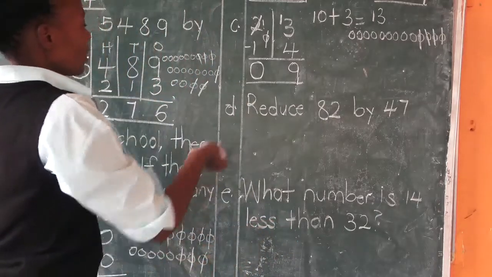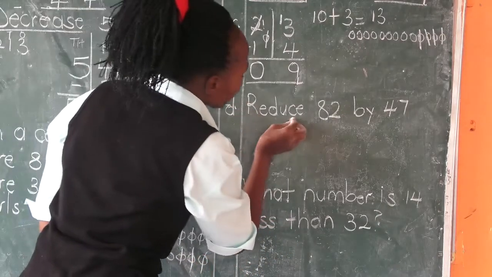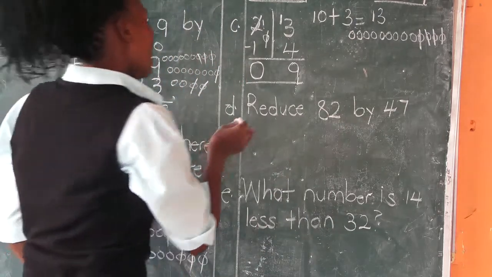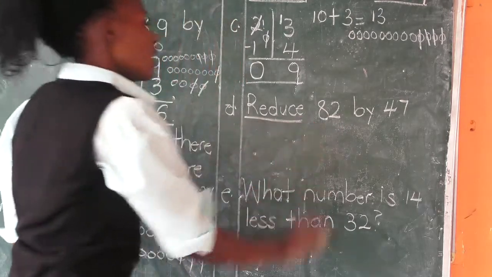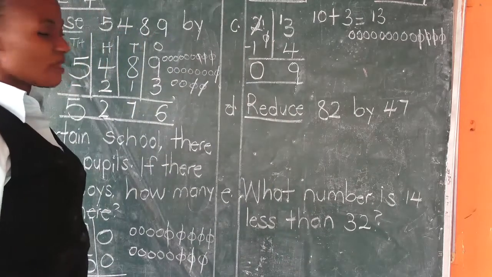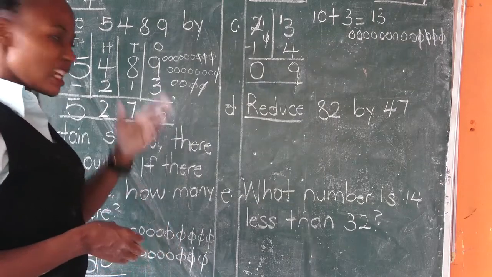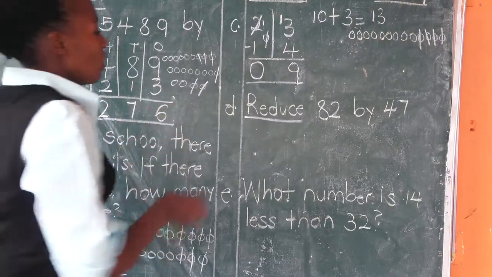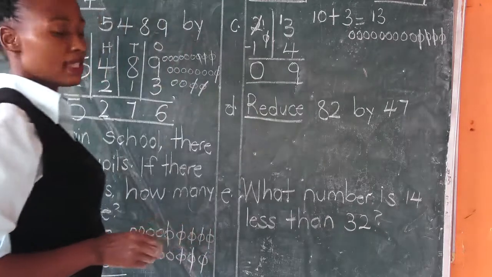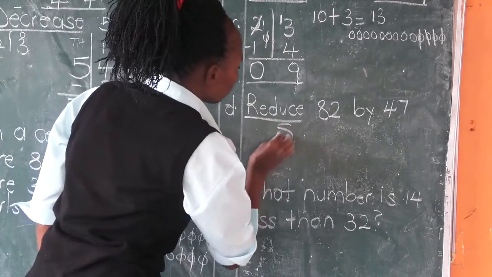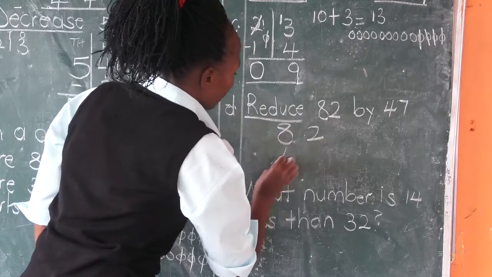Yeah? Now let's look at this. We have reduce 82 by 47. And our keyword here is reduce. Beside reduce, the same as saying decrease, subtract, take away. They all mean the same. You are going to subtract. Now you are going to reduce 82 by 47.